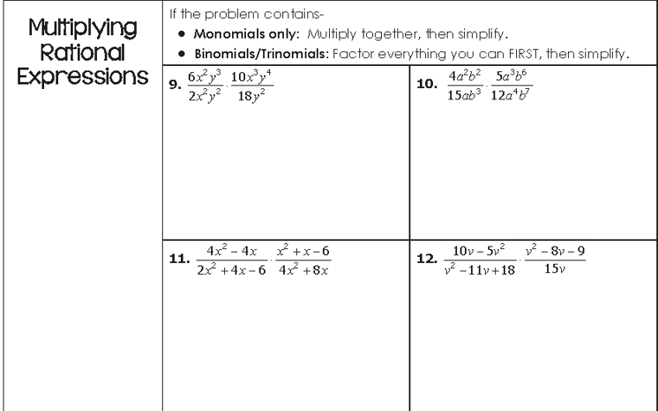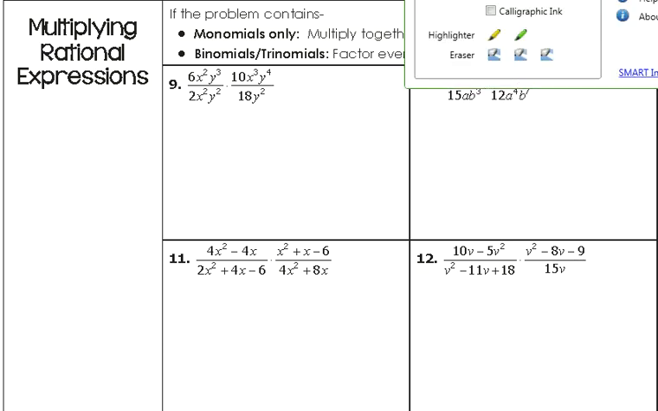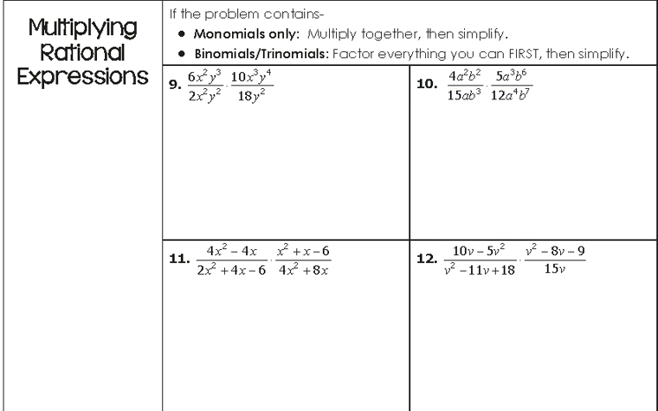Yes, I know we have multiple variables and we have coefficients, but there's no addition or subtraction, so those are considered monomials. So what do we do with that? It's just like multiplying fractions way back in elementary school. You multiply the numerators, you multiply the denominators, and you simplify. So that's what we're going to do. We're going to multiply together and then simplify, and we're going to have to use some of our exponent rules.